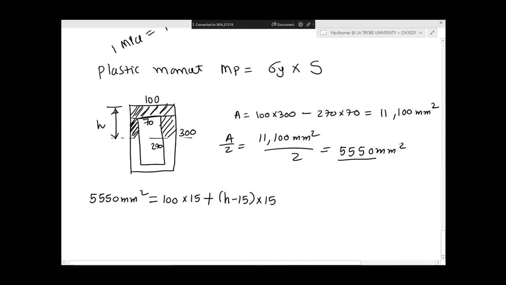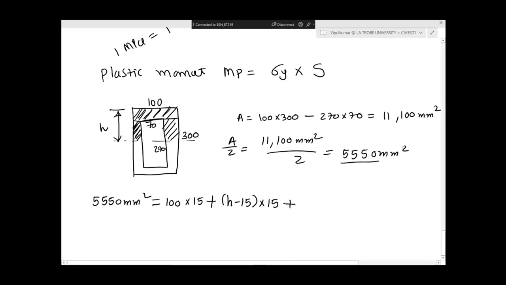This is 15. So this is h minus 15 times 15. And that's again one more, this side. So these guys is 100 times 15. This one is h minus 15 times 15. This is h minus 15 times 15. You okay? All good.